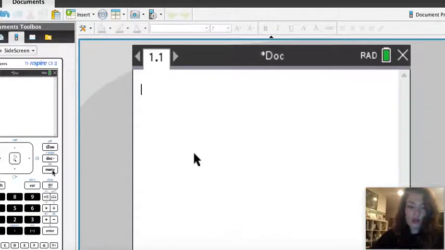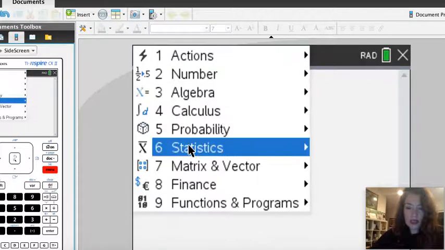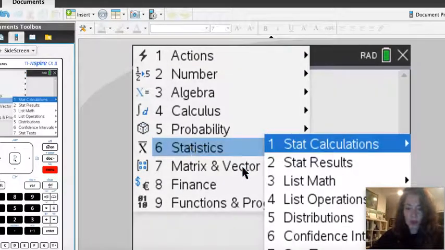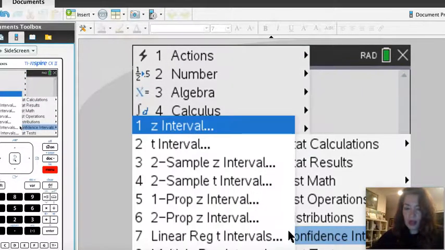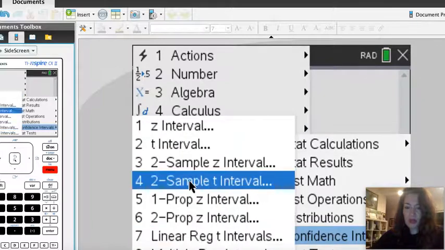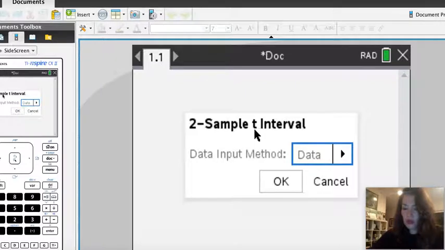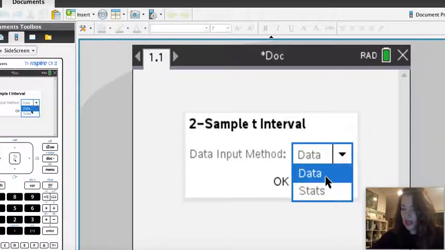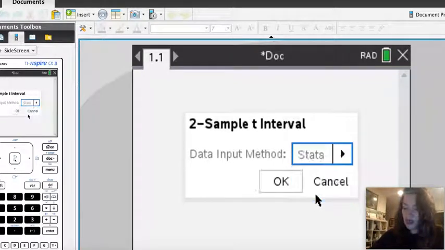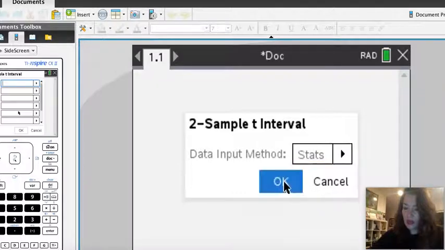First thing we're going to do is go to Menu, Statistics. We're going to go to Confidence Interval, and then from there to a two-sample t-interval. Once we get to a two-sample t-interval, you're either going to be asked to enter data or stats. Data is when you're given a list. We do not have a list here. We have statistics. So we're going to press stats and then OK.